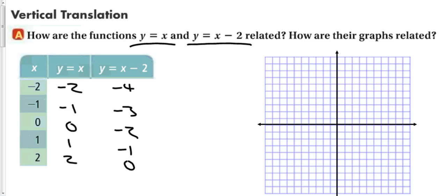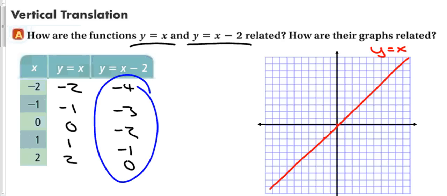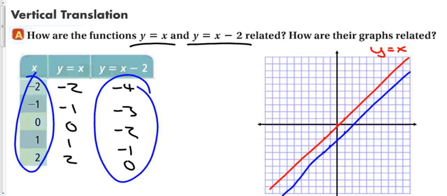Okay, so let's graph both of these. Let's graph the parent function first in red. So I have -2, 2, and it keeps going, of course. And so there's my parent function, y is equal to x. Okay, so now let's graph this function with my x values and my y values. So at -2, I would be -4, and so on. So graphing this line looks like this, and that is y is equal to x minus 2.